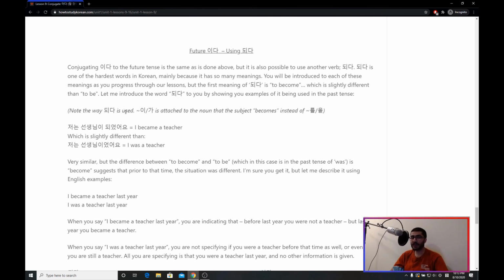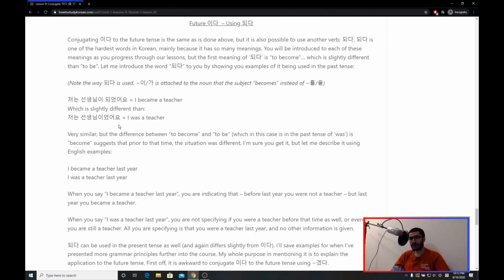Note the way 되다 is used. 가 is attached to the noun that the subject becomes instead of 를 or 을. So 저는 선생님이 되었어요, which is slightly different than 저는 선생님이었어요. Why? Because this is I became a teacher and this is I was a teacher. So you can see how that's different. Very similar, but the difference is to become and to be.